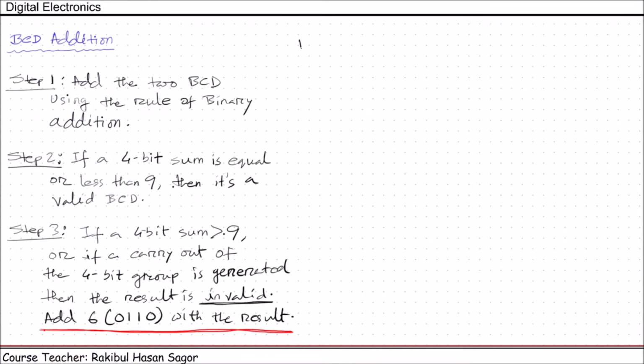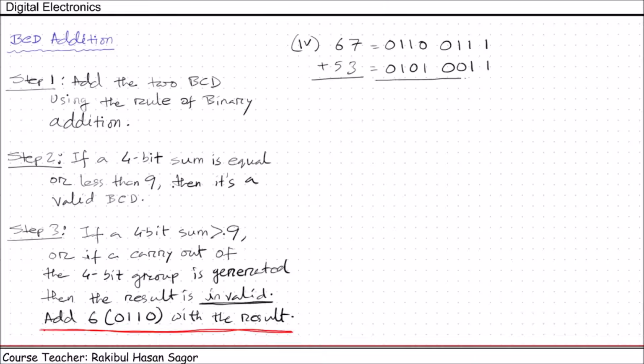Let us see another example. Suppose we want to add 67 plus 53. Let's write the corresponding BCD value for each number. For 7, this is 0111. For 6, this is 0110. For 3, this is 0011. And for 5, this is 0101.